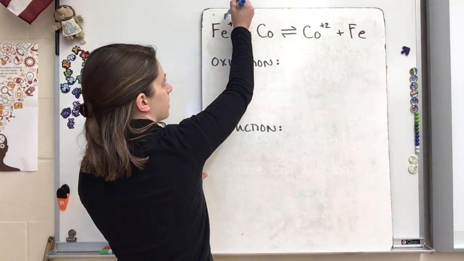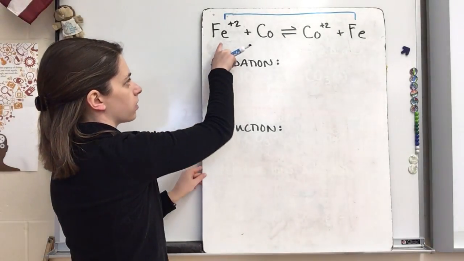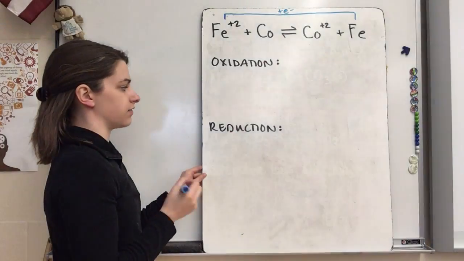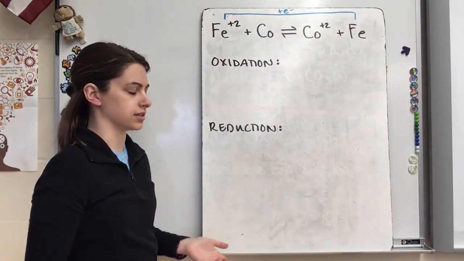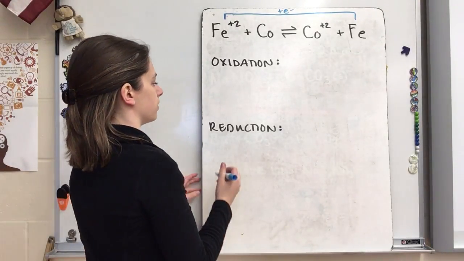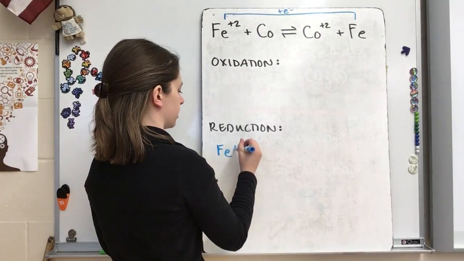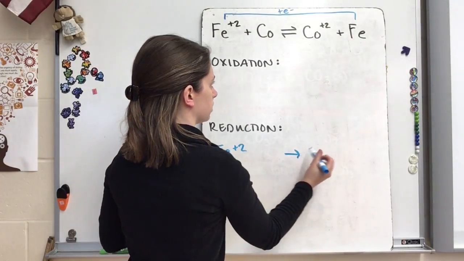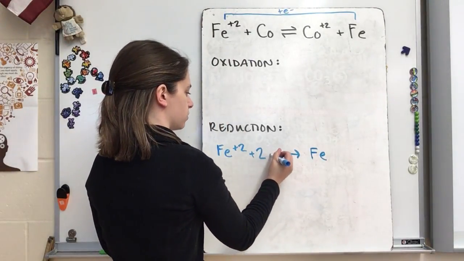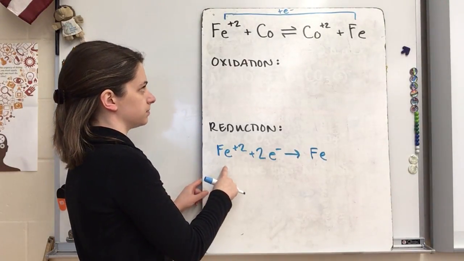So if I look at my reaction here, I have iron plus 2 going to iron. Now, in order to make that happen, we're going to have to add electrons. And if I'm adding electrons, what type of reaction is it? Well, reduction is gaining electrons, and so this is going to be my reduction reaction. So I have iron plus 2 going to elemental iron. And in order to do that, I need 2 electrons. So this is my reduction half reaction.